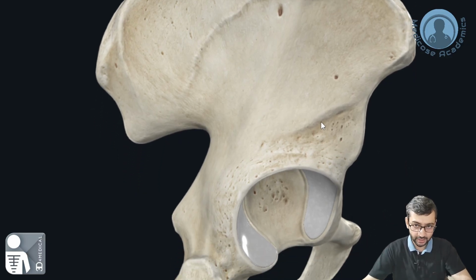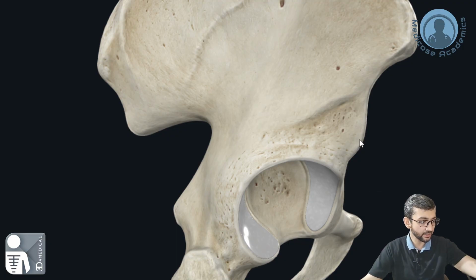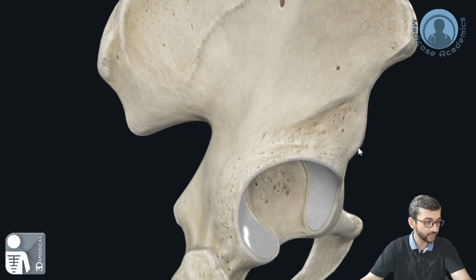Then there is the inferior gluteal line. It starts, most ill-defined, a little above and behind this. Do you remember what it was? The anterior superior iliac spine, and it runs back and all the way.